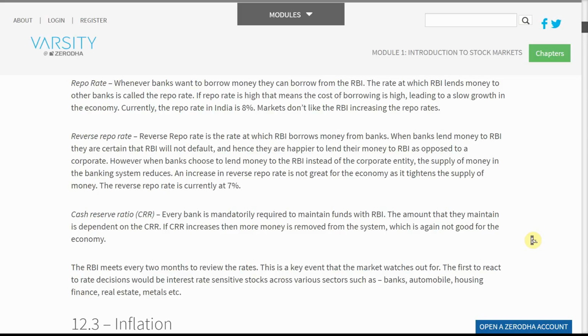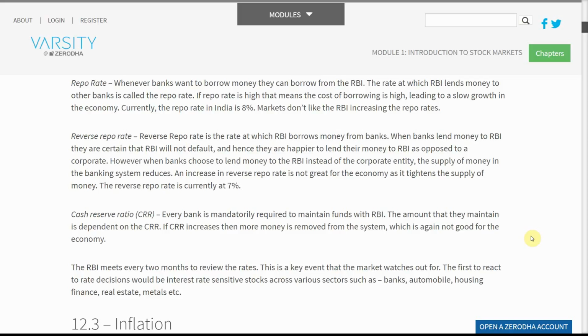When banks lend money to RBI, they are certain that RBI will not default, and hence they are happier to lend their money to RBI as opposed to a corporate. However, when banks choose to lend money to the RBI instead of the corporate entity, the supply of money in the banking system reduces. An increase in reverse repo rate is not great for the economy as it tightens the supply of money. The reverse repo rate is currently at 7%.